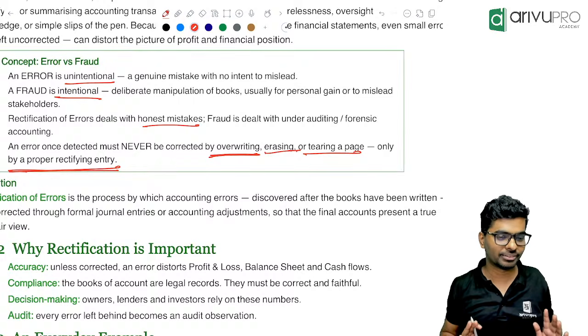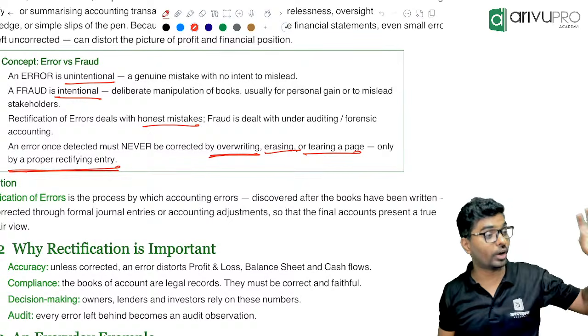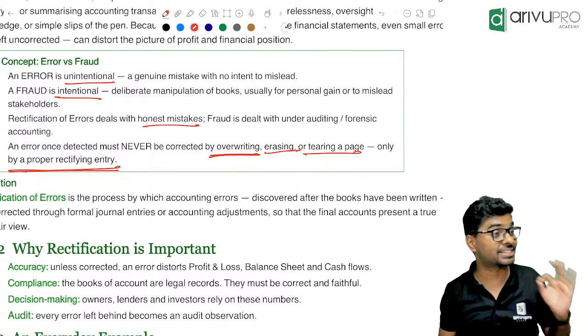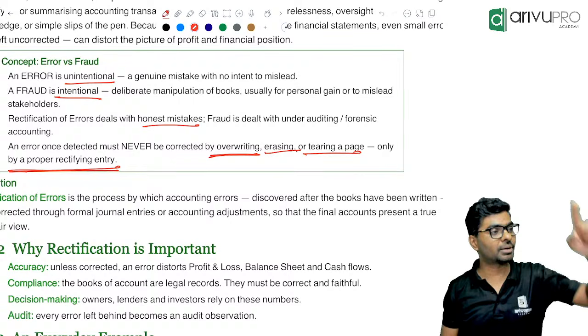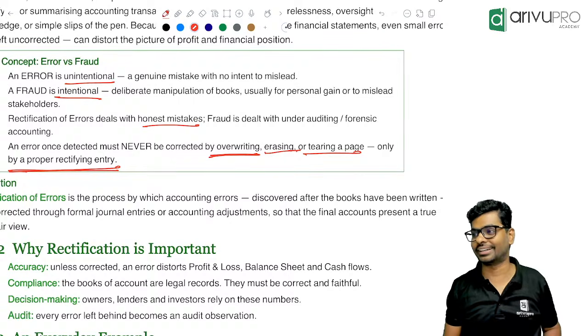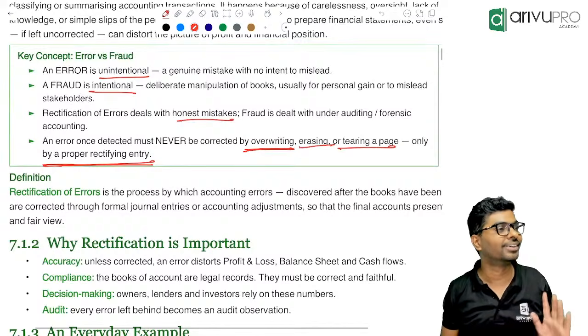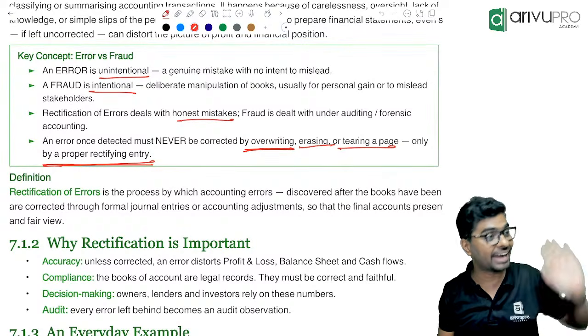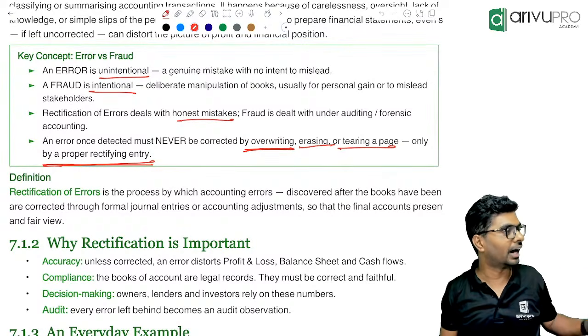Are you clear? So in an exam, except the rectification chapter, in other chapters, if you do wrong, please cross the entry. This is only meant for the rectification chapter and real life. Are you all clear?